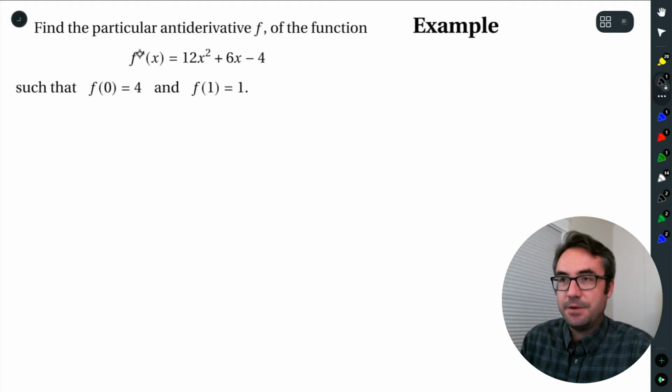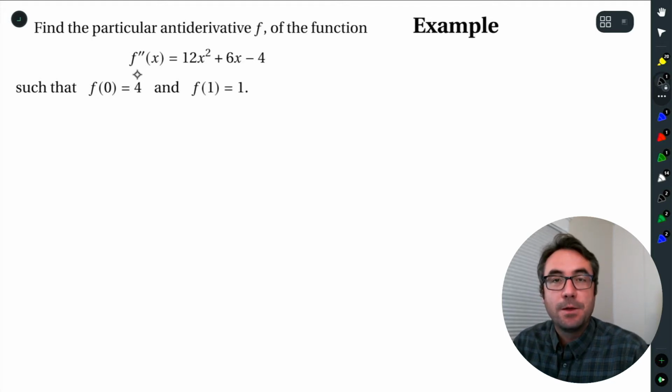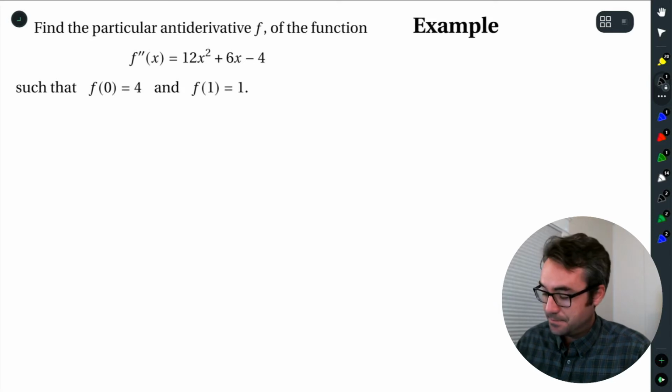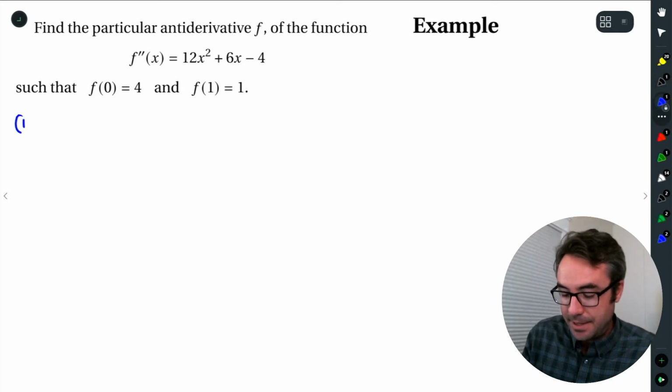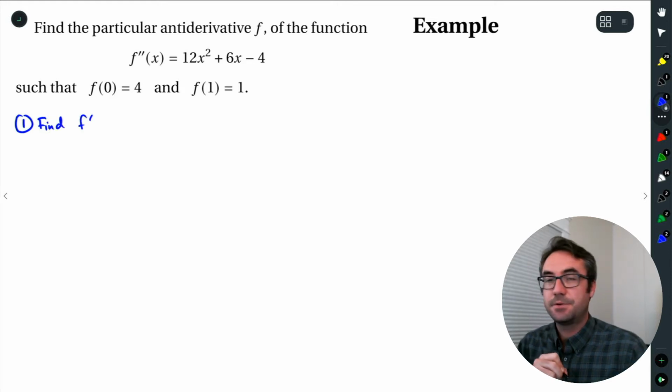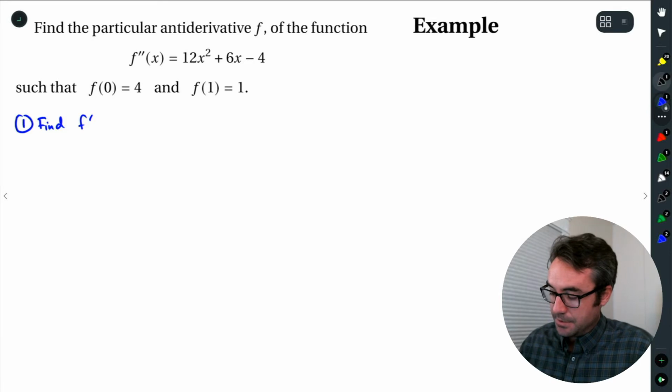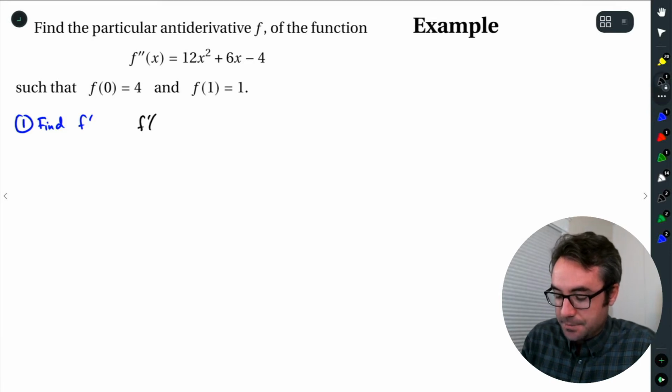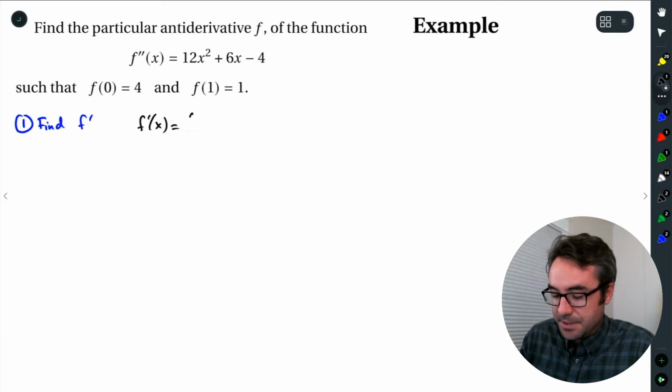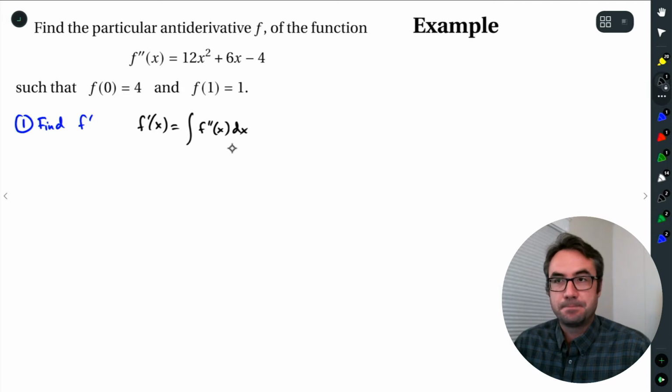All right, so if we're given f double prime, we're going to have to work backwards twice. So the first step is we need to find f prime. That's the first step. And so we can set up our equation. F prime of x is equal to the integral of f double prime of x dx. So the integration cancels off one of the derivatives in our second derivative. That's the way you want to think of it.